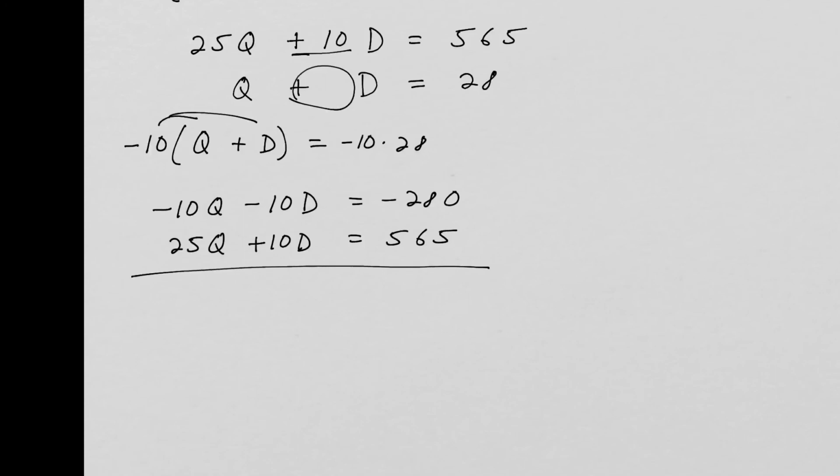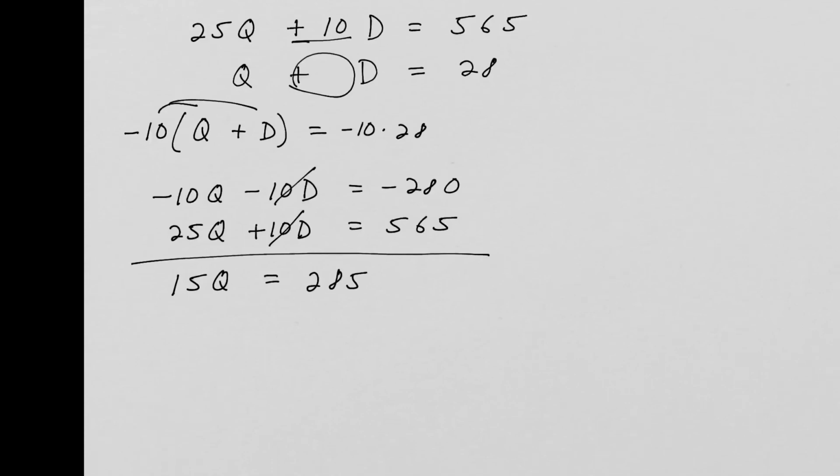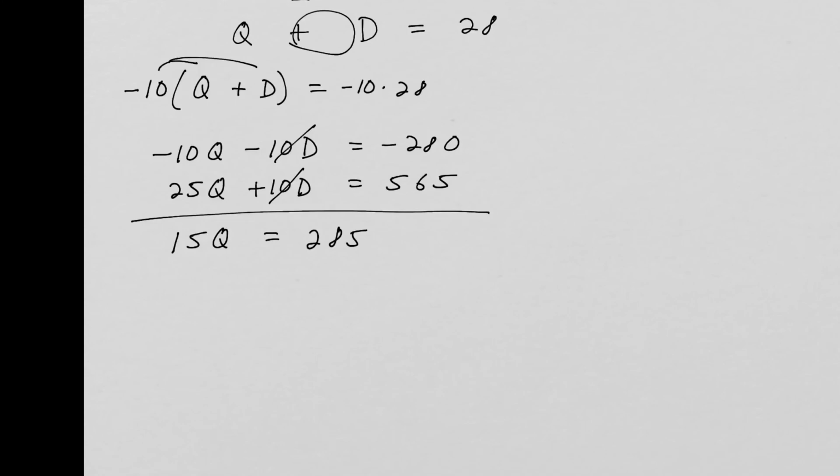Okay. Now we can add them, right? The d's are going to disappear. We're using elimination. We're going to eliminate the d. So the d's are gone, right? Negative 10d plus 10d is 0, so that's gone. If I add negative 10q plus 25q, that gives me 15q. And then negative 280 plus 565 happens to be 285. So then to get q, I'll divide both sides by 15. And that's going to give me q is equal to 19.